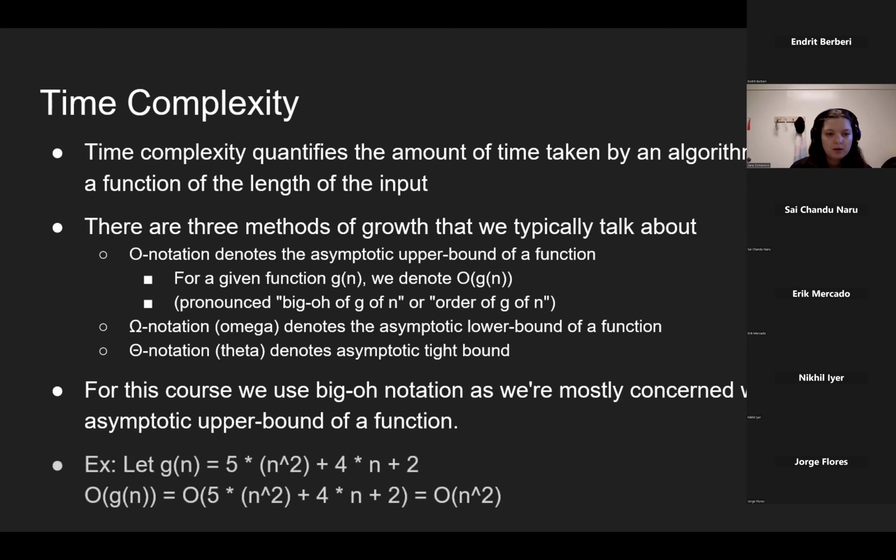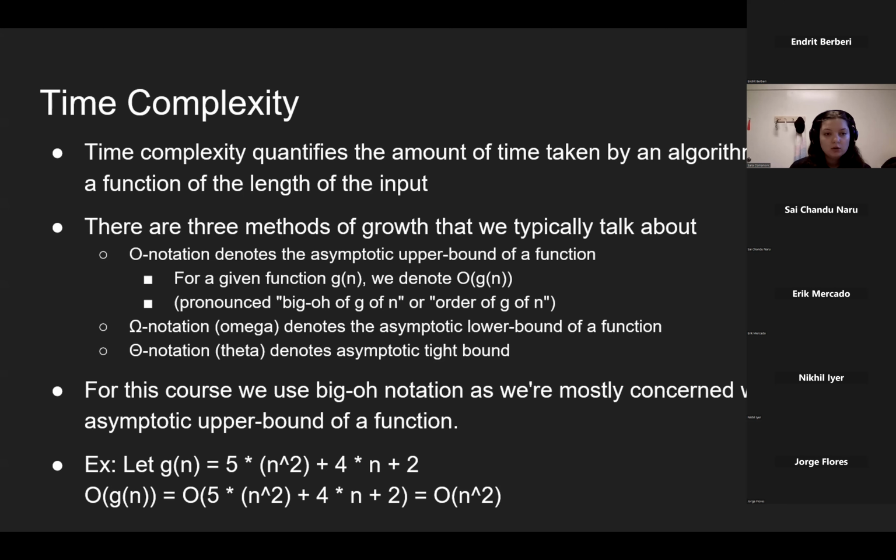Let's see, what else do we talk about here? Oh yeah, just a quick example. We're going to talk about the rules of how to simplify the big O notation functions. But this is just an example to let you know that, for example, if g of n is 5n squared plus 4n plus 2, we're going to take the leading element, or the leading degree of n, in this case, to be our central measure.